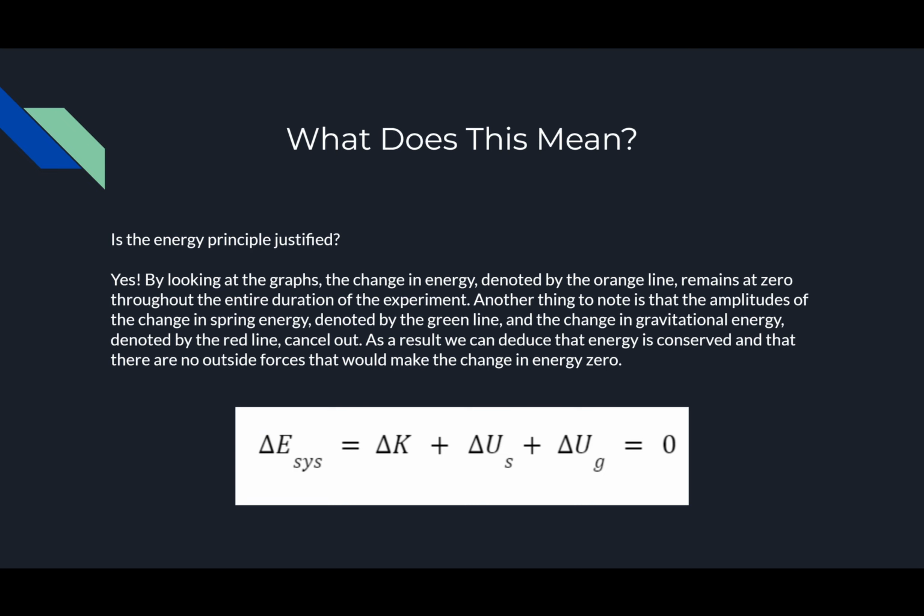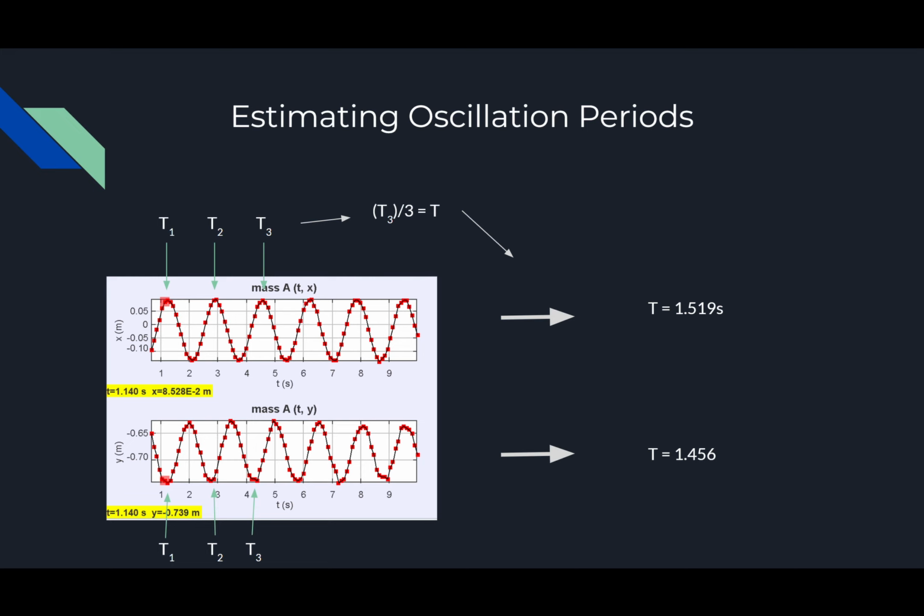Another thing to note is that the amplitudes of the change in spring energy, denoted by the green line, and the change in gravitational energy, denoted by the red line, cancel out. As a result, we can deduce that energy is conserved and that there are no outside forces that make the change in energy greater than zero.